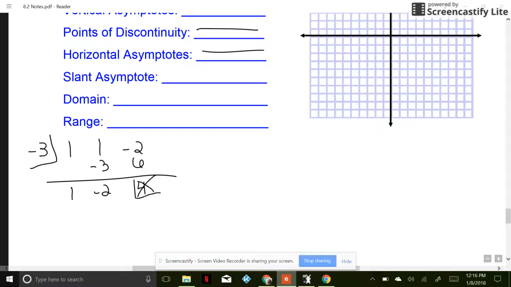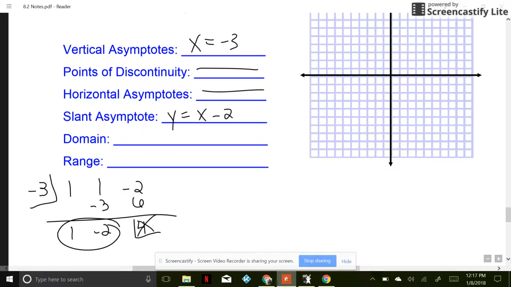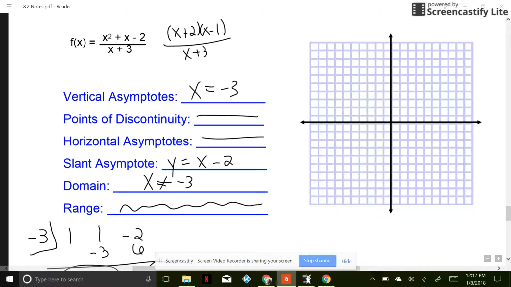Now, in this case, we're not actually going to worry about the remainder. We're going to take these coefficients, and that's going to give us the equation for our slant asymptote. It's going to be the line y = x - 2. So our domain, x cannot be -3. And because we have a slant asymptote here instead, we're not going to worry about the range.